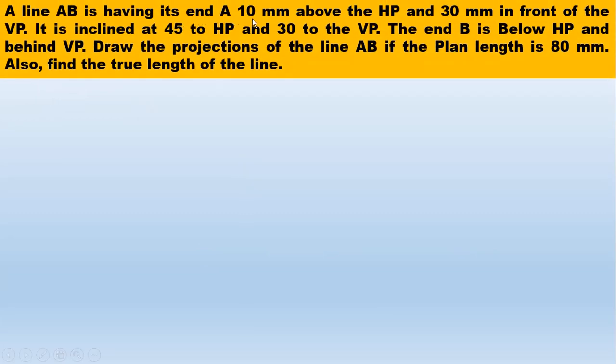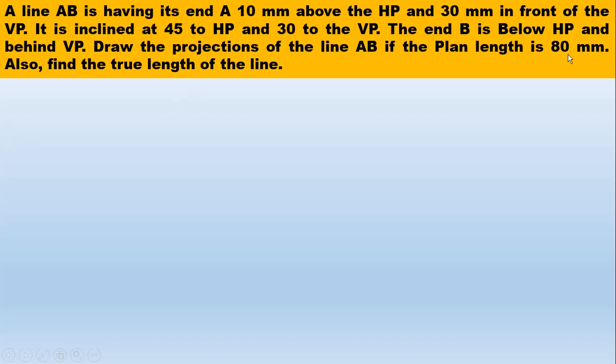So the problem is: line AB is having its end A 10 mm above HP and 30 mm in front of VP. That means position of A is in first quadrant. It is inclined at 45 degree to the HP and 30 degree to the VP. That means this is the true inclination with respect to HP and VP. The end B is below HP and behind VP. That means position of B is in third quadrant. Here the line is not in first quadrant, so make sure you remember this.